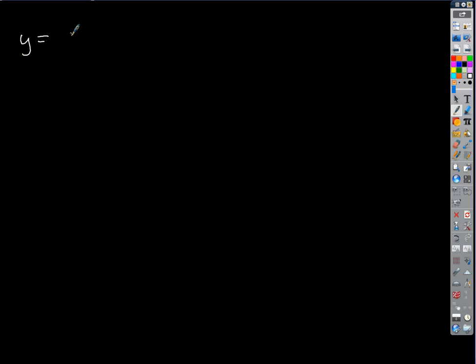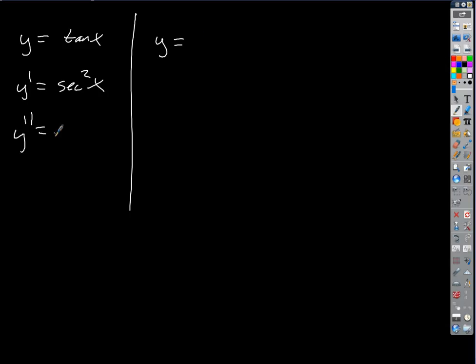So what if we have y equals something like tangent x? What's y prime? Okay, so what if I want to do, I'm just going to show you why we're stuck here. What if I want to do y double prime? I'd have to differentiate this, wouldn't I? Right? Well, what are my options for that right now?